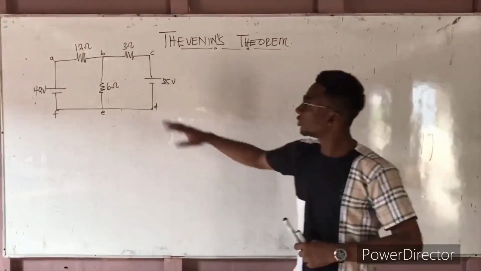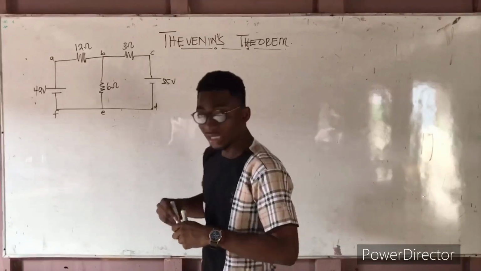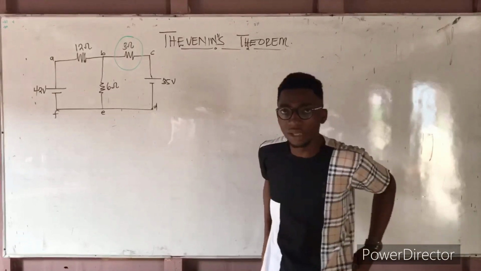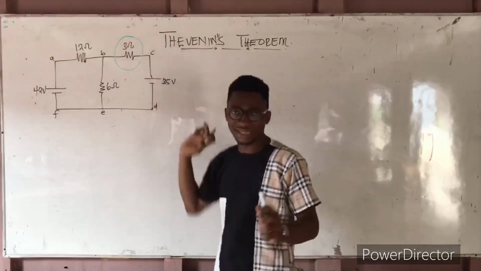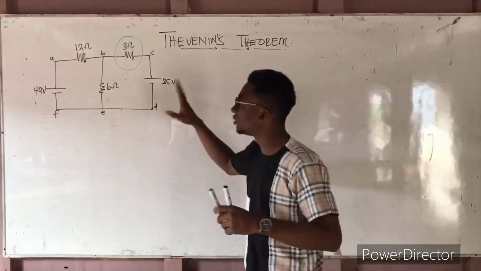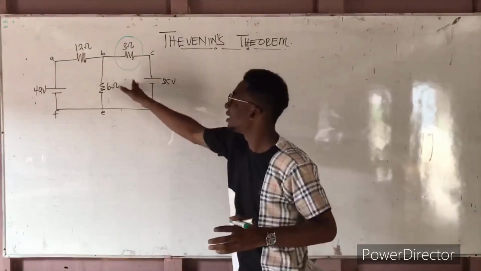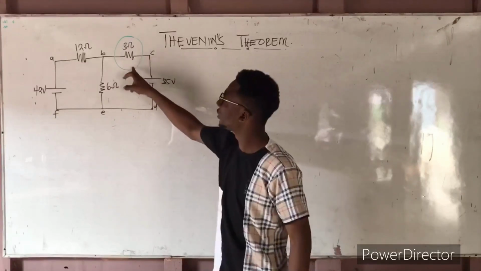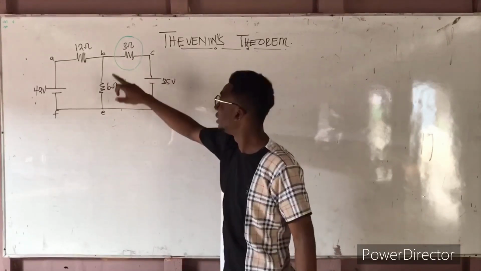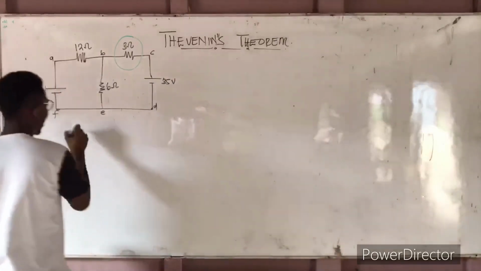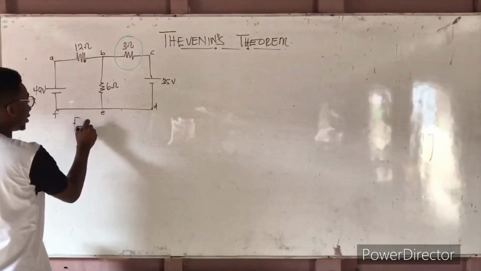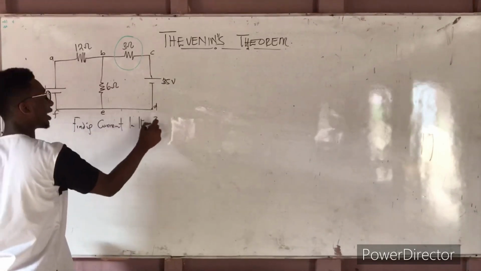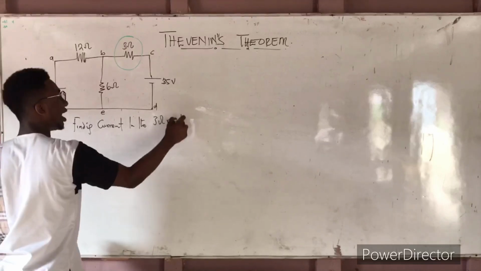Okay, so now back to this question. With this question, we want to find the current that will pass through this 3 ohm resistor. We want to find the current that will pass through only this 3 ohm resistor. So we don't need to go back to Kirchhoff and find the loops here, B, C, D, clockwise, and this kind of thing. No. We are going straight to find the current within the 3 ohm resistor, and Thevenin will help us.